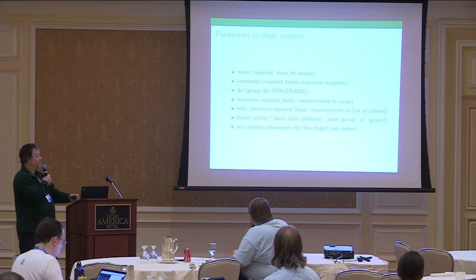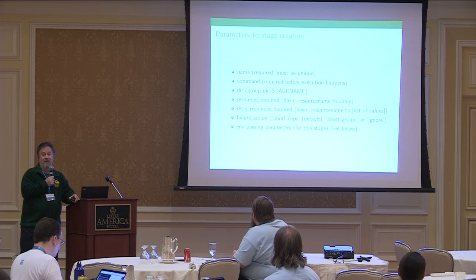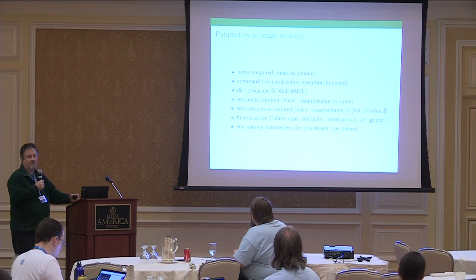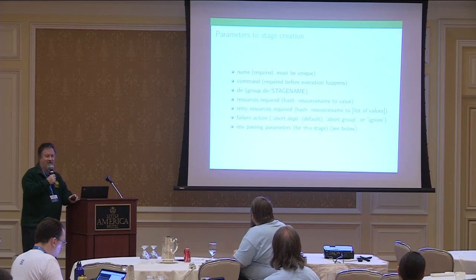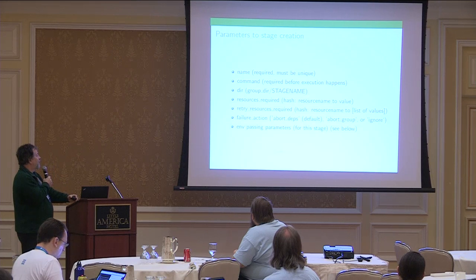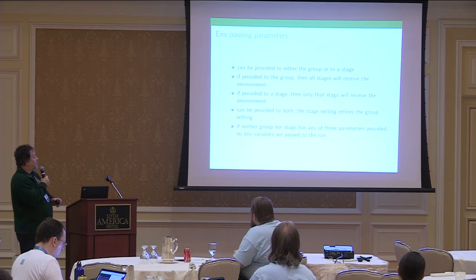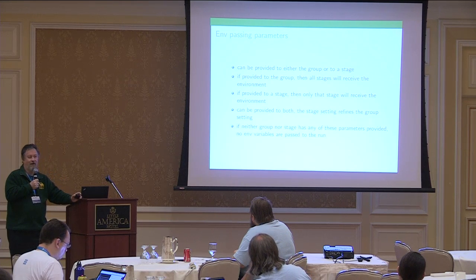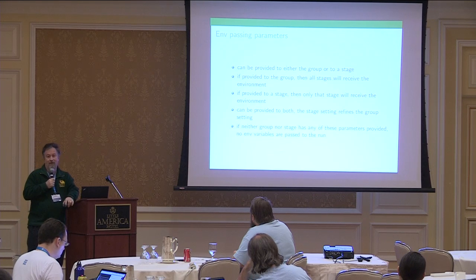Failure action: if a stage fails, do you stop running any stages that depend on it, stop running anything else, or ignore it? This is for a job that always gives a bad status even though it succeeded. And environment passing. You can copy things out of the environment. It can be done either in the group or in the stage.